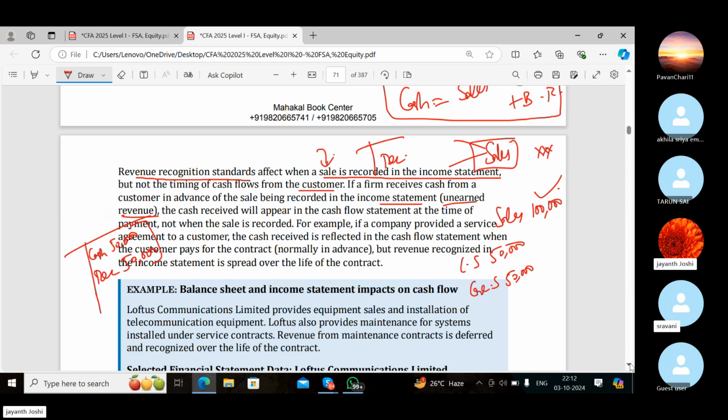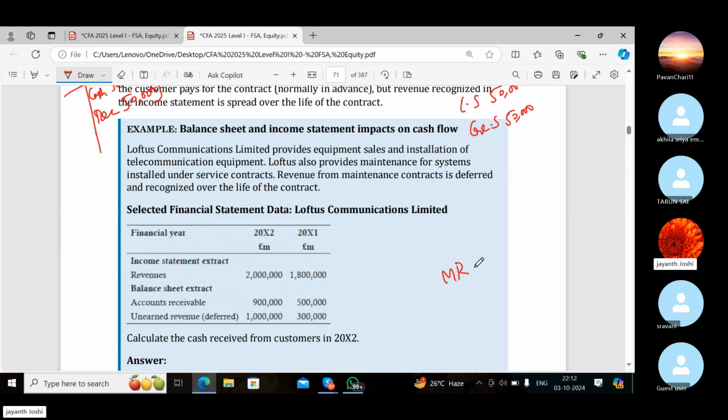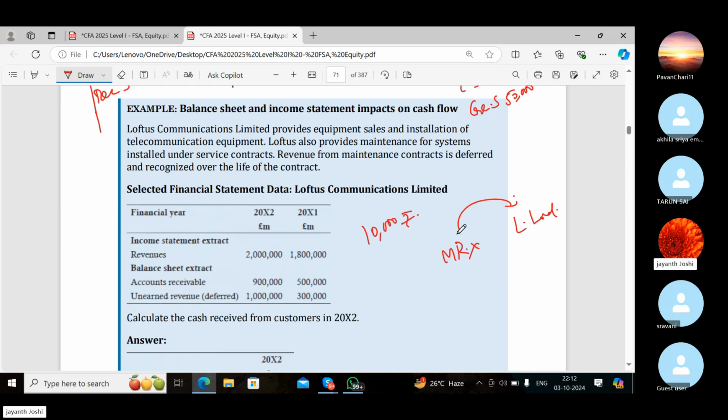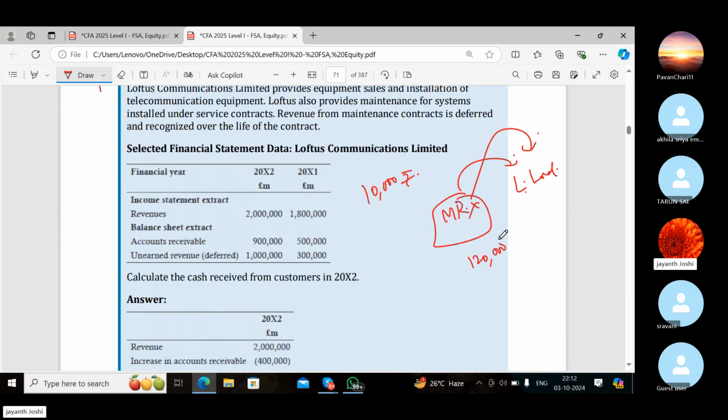I'll give a small example. Let's say Mr. X wants to take a premise on rental basis and he approaches the landlord, and the landlord tells Mr. X that okay, I'll give you the property on rental basis at 10,000 rupees per month. Mr. X says fine, I'll give you the entire money in advance, that is 1,20,000. Now my question to you: this 1,20,000 is what for the landlord? Is it an income or a liability? Is it a revenue or liability?